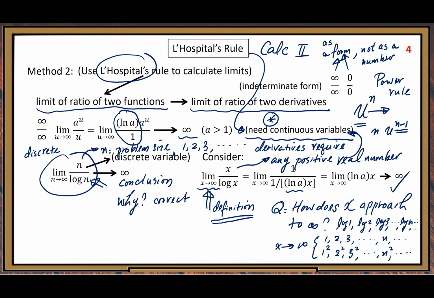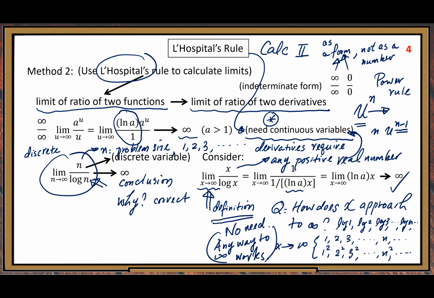But in our limit definition, do we need to specify which way for x to approach infinity? No, we do not need to specify. No need to specify any way. Any way works, okay? That's important. That's from the definition. No matter which way you take for x to approach infinity, the answer is correct. So that's the limit definition.